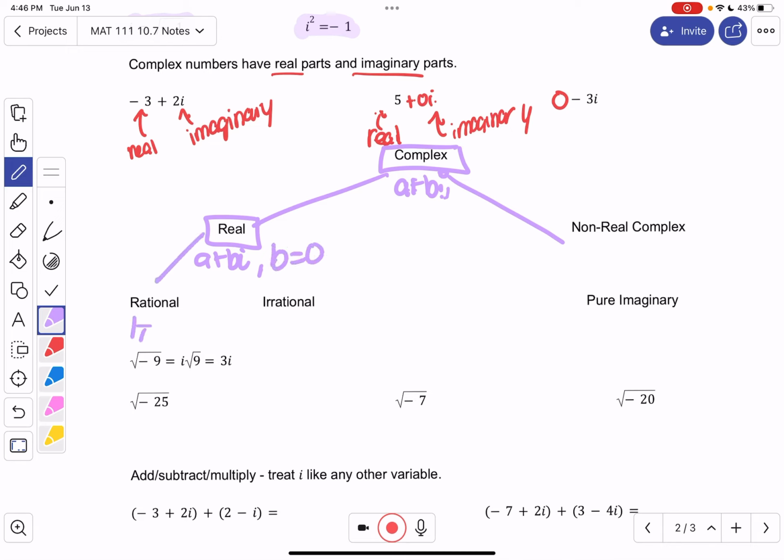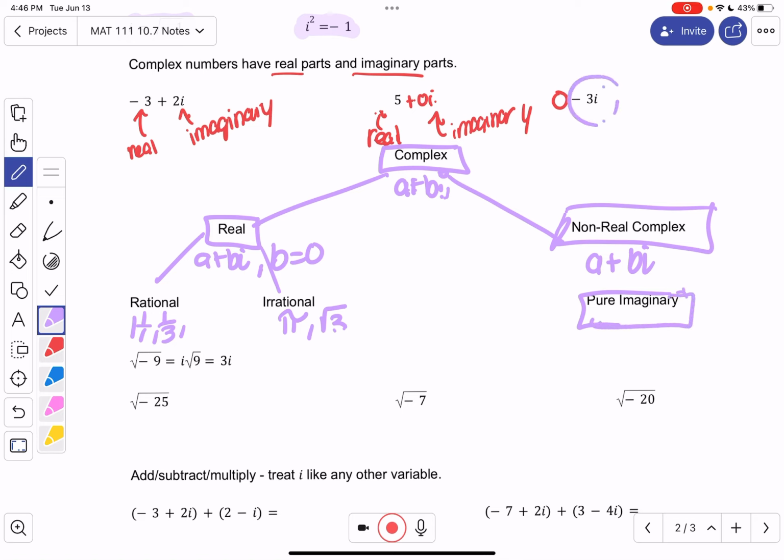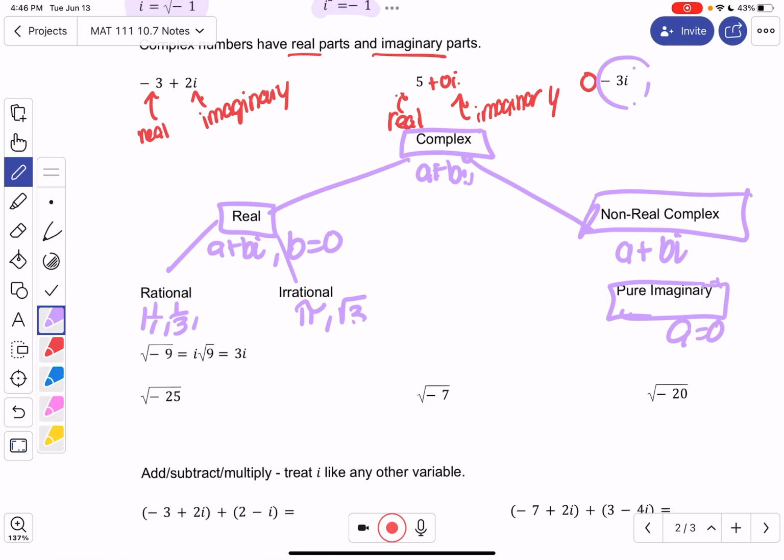Rational is anything that can be written as a fraction. Irrational is anything that can't, like pi or the square root of 3. Non-real complex is when you have something on the i. You could have a number with a, you could have a number with b, b is not 0. Pure imaginary is like this -3i up here where a equals 0. All you have is the imaginary part.